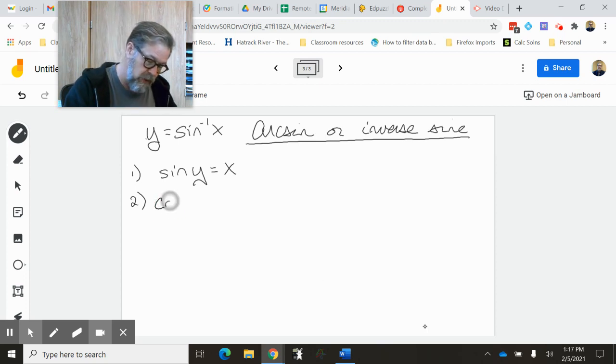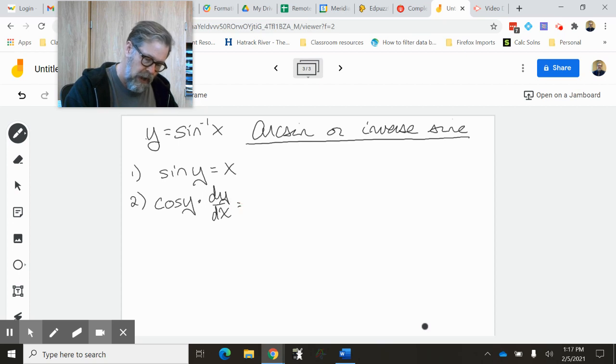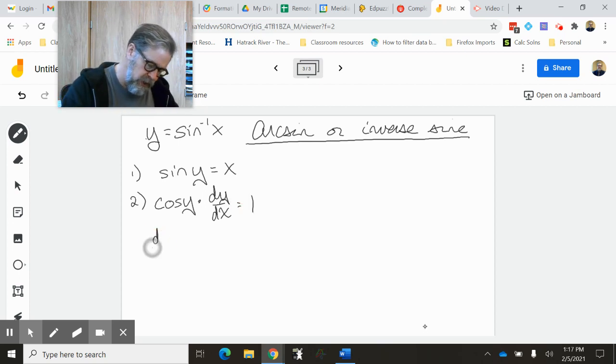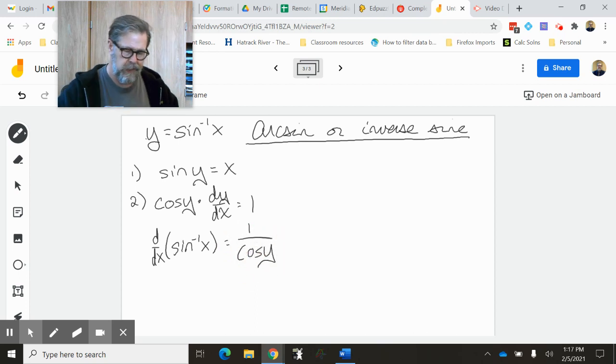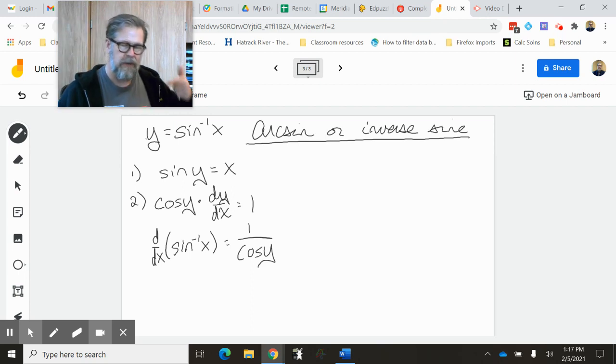I know that the derivative of sine is cosine, and the chain rule says I have to multiply that by the derivative of whatever y is. The derivative of x is equal to 1, which means that the derivative of arc sine is equal to 1 over cosine of y. Well, that's not super helpful because that's 1 over the cosine of arc sine of x. So why would I want to do that?